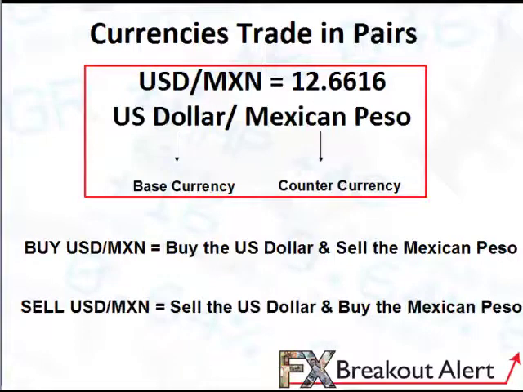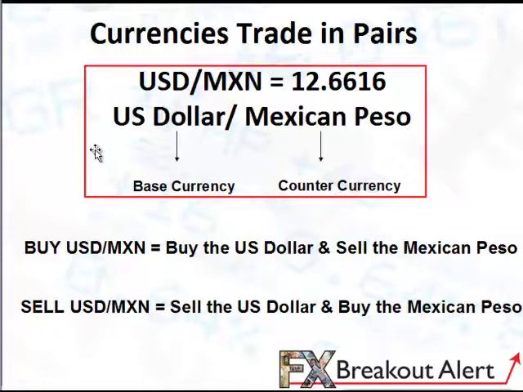The first thing you need to understand about the Forex market is that everything is relative. Currencies trade in pairs. So when you buy one currency, you're selling another currency at the same time. And that's the biggest difference between the Forex market and other markets, such as the stock market. When you buy a stock, for example, you'll make money if the price of the stock goes up. And when you short a stock, you'll make money if the price of the stock goes down.